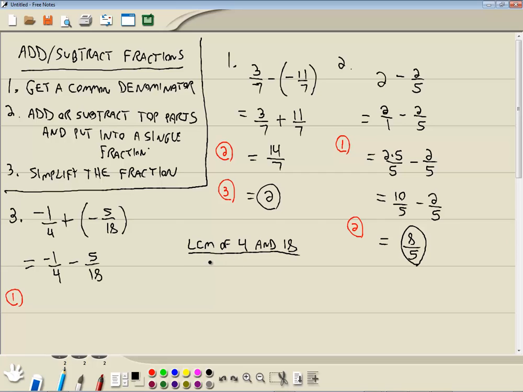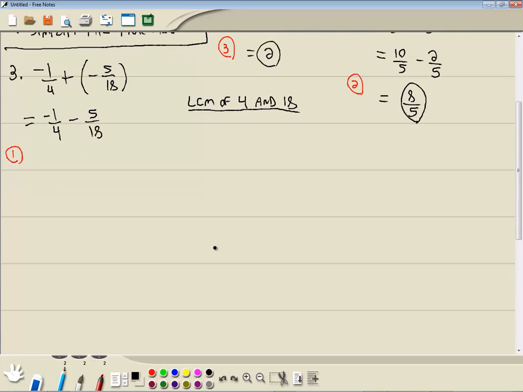If you remember finding the prime factorization of these, our first step in finding the LCM is we need to write down a prime factorization of each number. Well, if I look at 4, if I did my tree, 4 is 2 times 2. 2's prime, so we circle it. 2's prime, so we circle it. So 4 is 2 times 2.